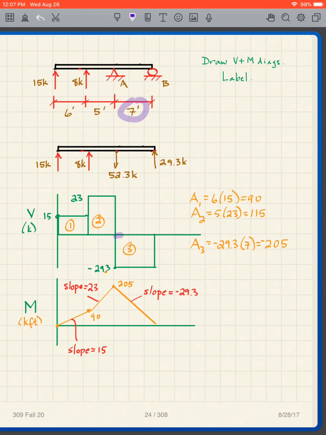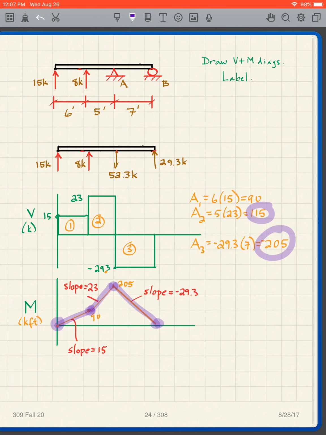This is 7 feet times negative 29.3. Negative 205. Start at 0. I go up area 1, so I go up 90. I then go up another 115. Takes me to 205. And now I go down 205.